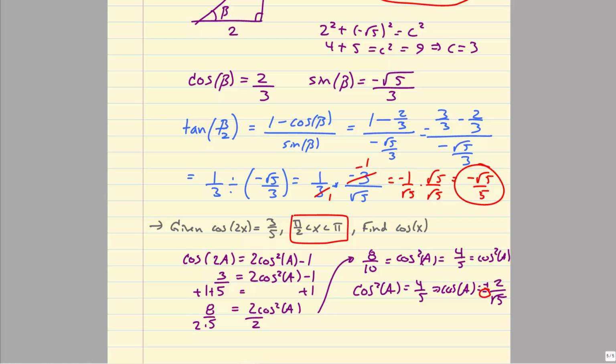So I would be left with negative 2 over root 5. Multiply top and bottom by root 5 to rationalize. So this is negative 2 square roots of 5 over 5. So that would be the exact value of cosine of x, given that the cosine of 2x is 3/5.